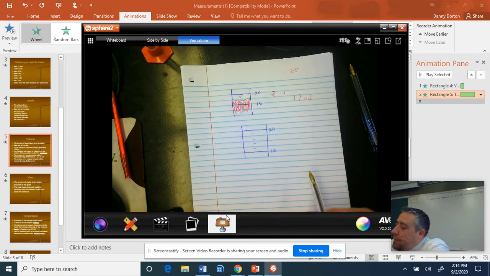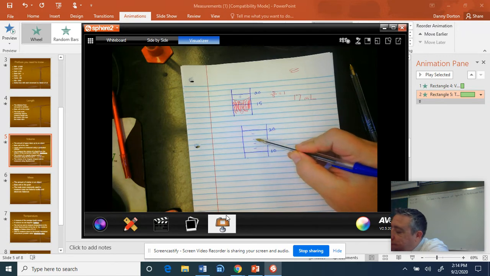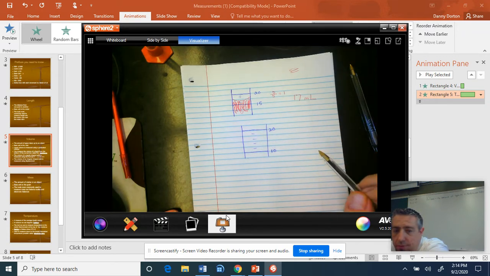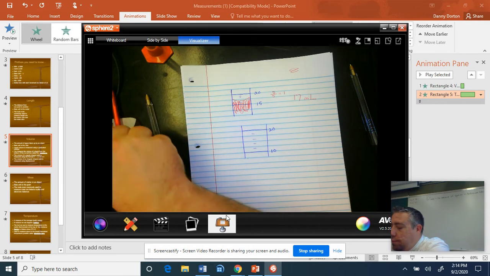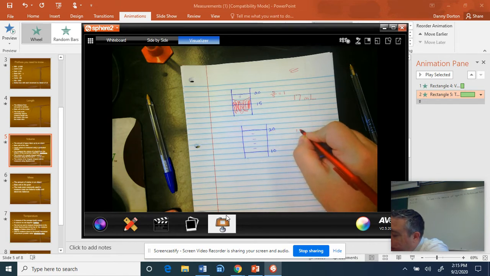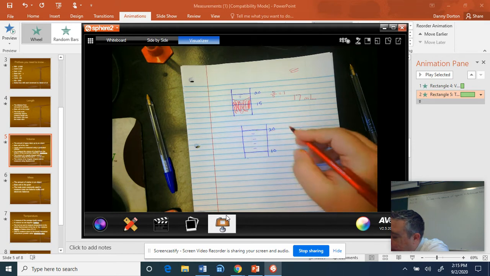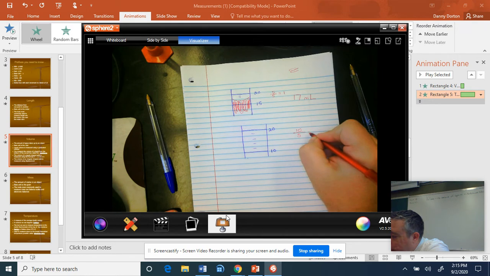All right, so now we have a difference. How much does each of these marks represent? So with that, all right, the difference between the two numbers is 10. How many marks are there? 1, 2, 3, 4, 5. If we divide them, what does it equal? 2.